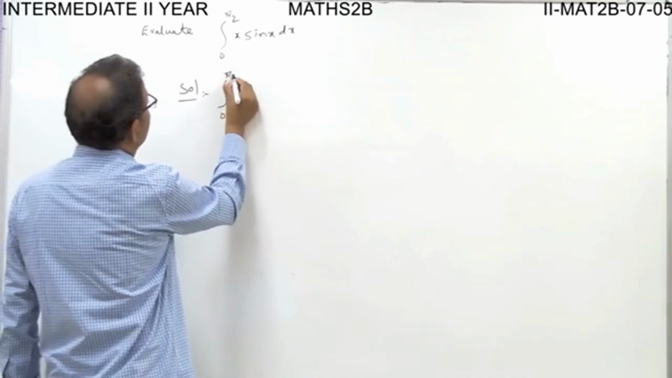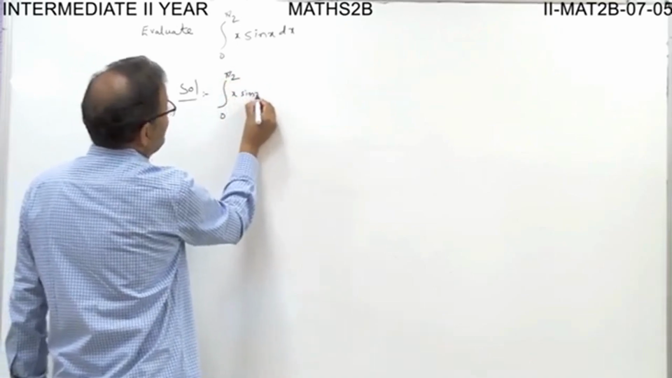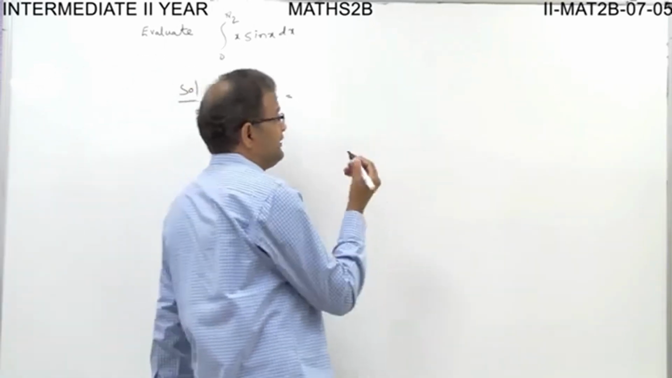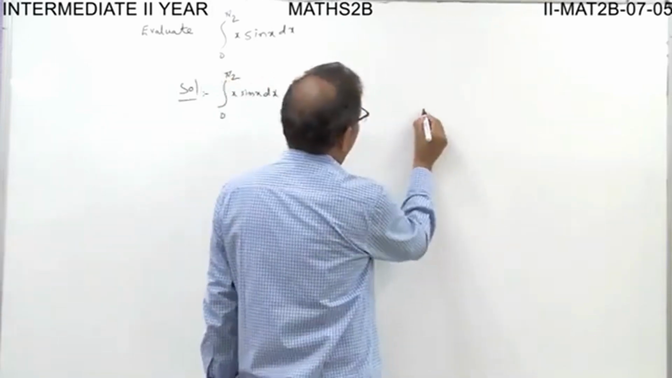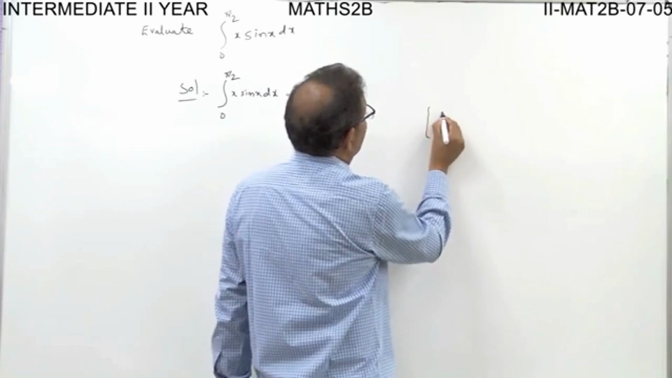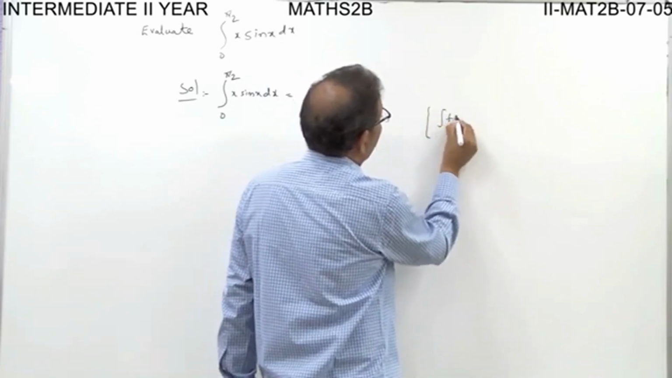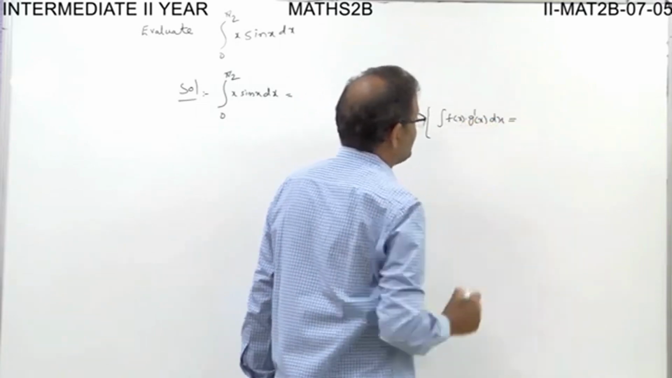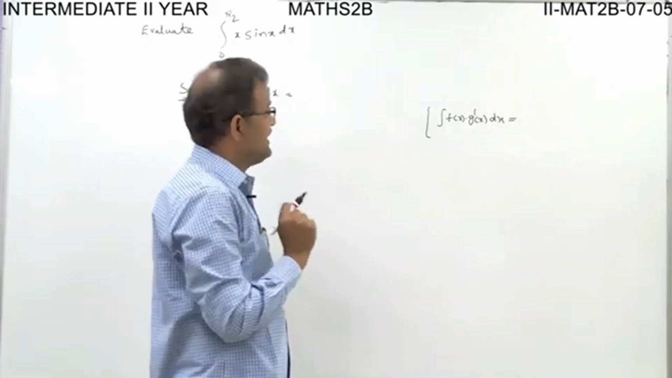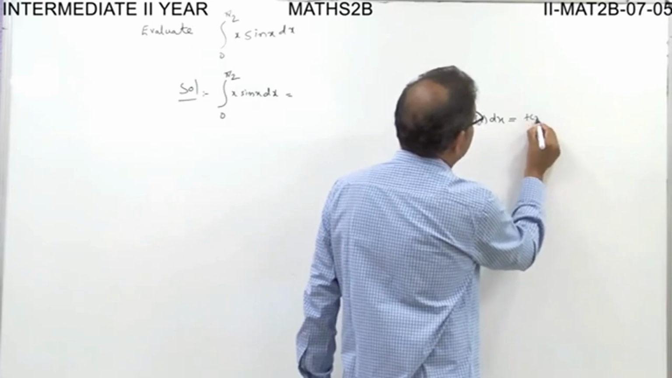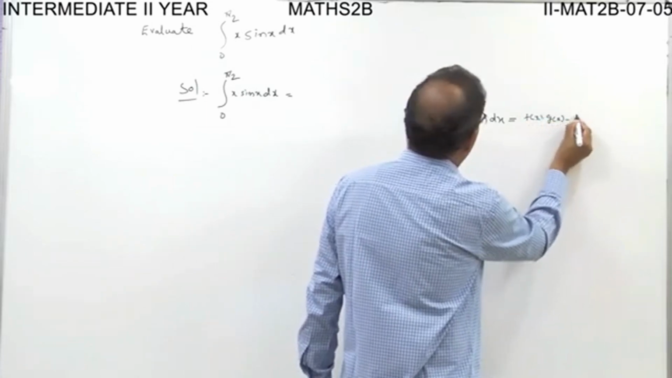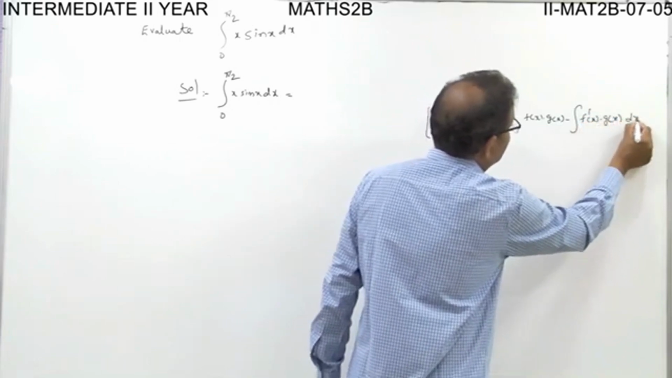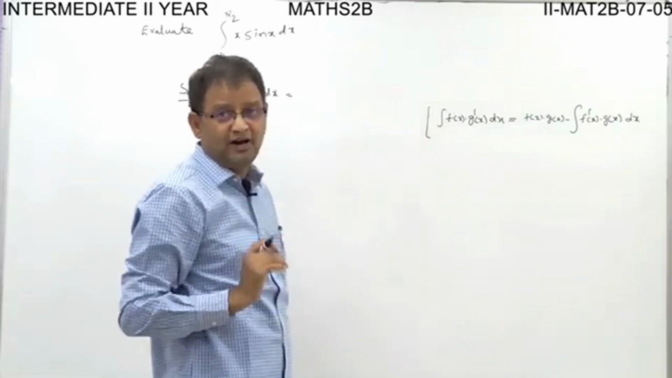Integral 0 to pi by 2 x into sin x dx. That is equal to, in integration we have one rule, integration by parts. The rule is: integral f of x into g dash of x dx is equal to f of x into g of x minus integral f dash of x into g of x dx. This rule is called integration by parts.